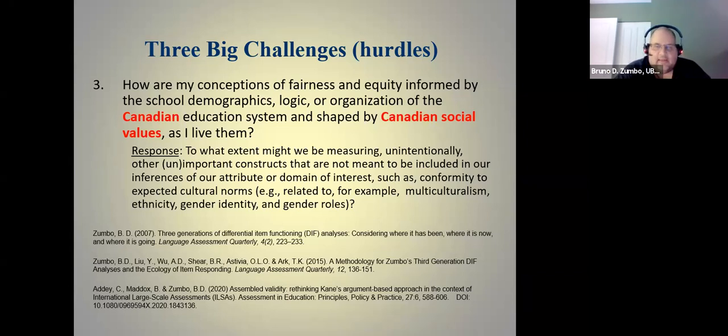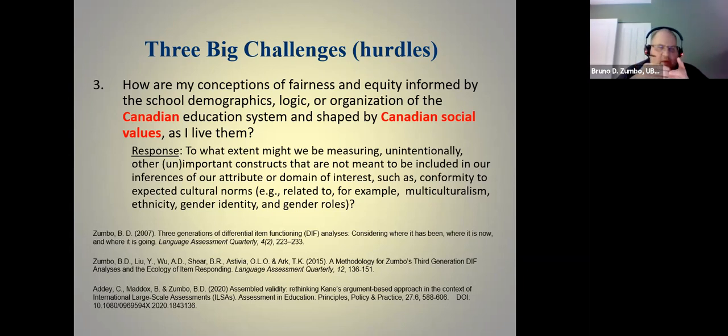Response? Well, really, it's asking the question, to what extent might we be measuring unintentionally other unimportant constructs that are not meant to be included in our inferences of our attribute or domain of interest? And so they're only unimportant because they are not the focus of our attribute. Of course, we can't strip them away. It's like the math problem solving and reading ability. There's no such thing as stripping them away. That's the other part of the recognition of this, is that they are situated, they're bathed in this. To remove them, in fact, creates an artificial setting. And in fact, the domain that you're measuring is quite different.